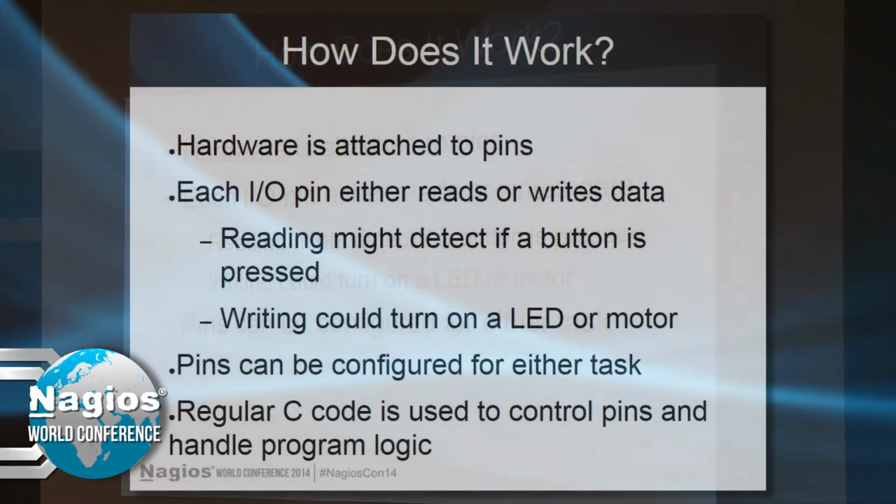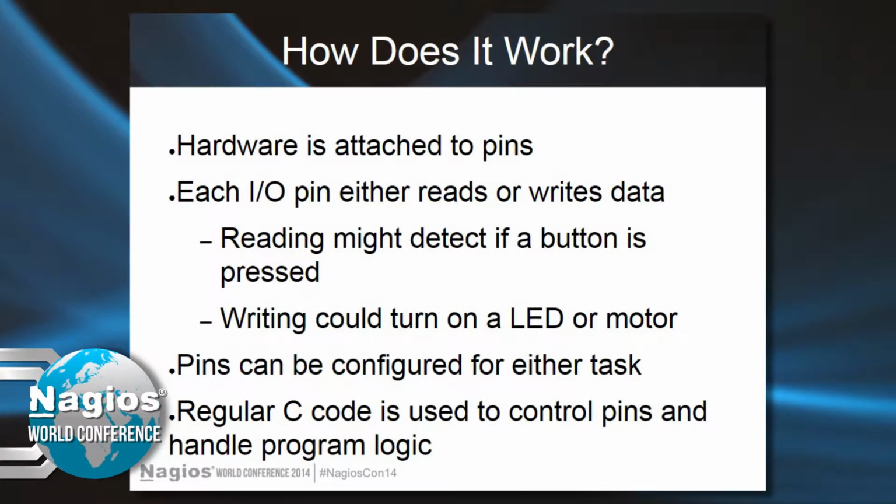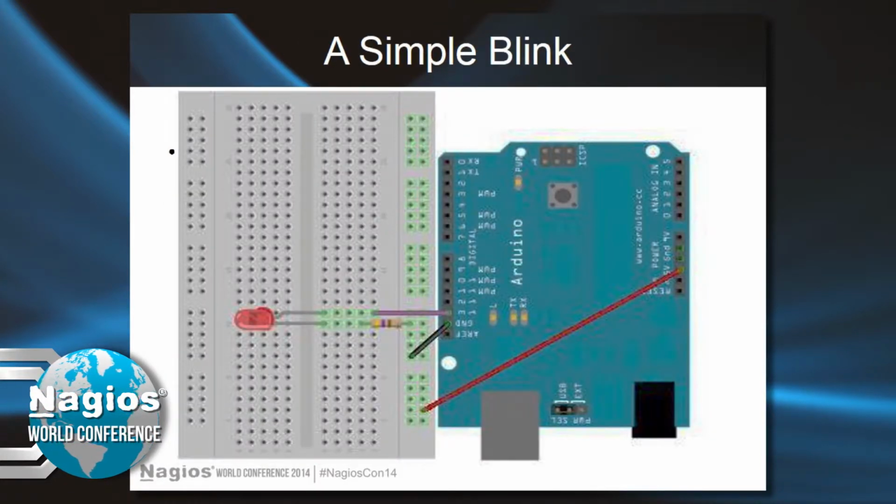But it's just regular old C code or C++, whatever you prefer, that is used to control the pins, so determine if they are input or output. And if they're input, C code is used to read them, or if they're output, it is used to control them. So a simple example of how a blink might be set up. So you just want to blink an LED. That's kind of the equivalent of hello world for Arduino.